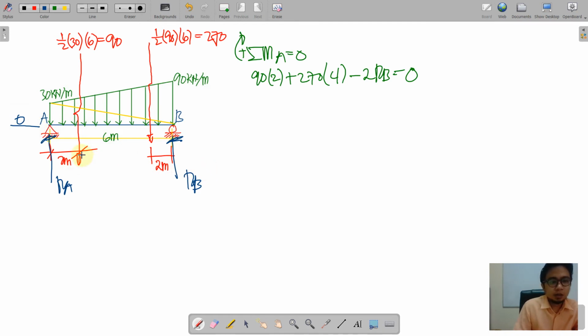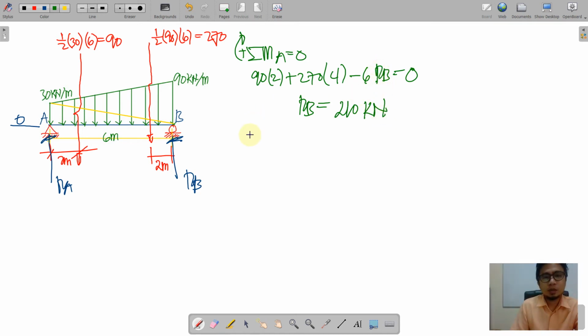Okay, so the excess here is 4. The pair of 2 here is 4, and the other side of 2 here is also 4. So that is why that is 270 times 4. So solving for RB, we have, so I think we have to replace this by the correct distance. This should be 6, so that this is 210 kilonewton.